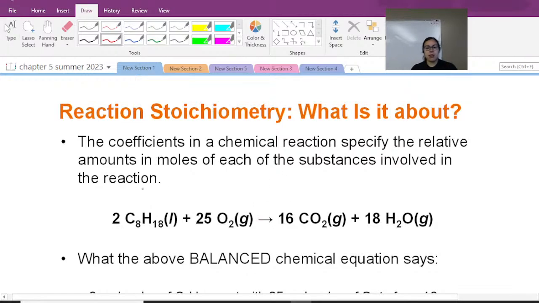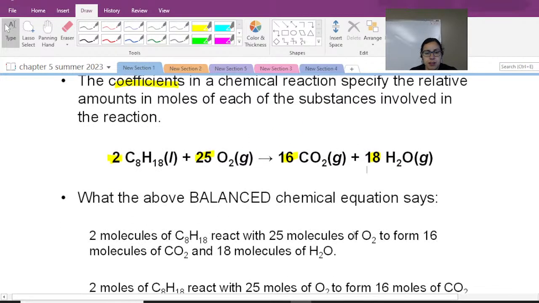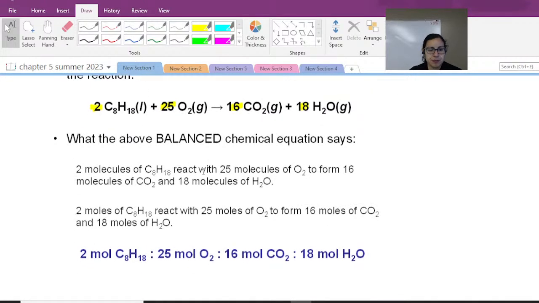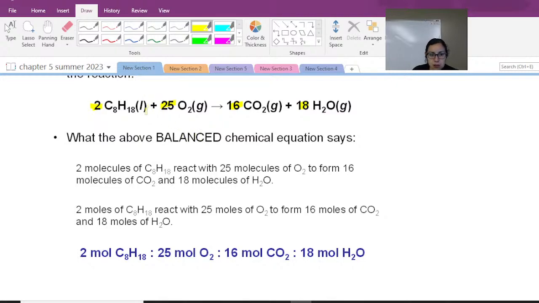And so we have our reaction stoichiometry. And so again, the coefficients, so the 2, the 25, 16, 18, all these specify the relative amounts in moles of each of these substances. And so like we said earlier, it just scales. So we could say we're looking at 2 molecules of octane react with 25 molecules of oxygen to give us 16 molecules of carbon dioxide and 18 molecules of water. Or we'll probably be talking about our larger scale, so molar scale, so 2 moles of octane reacts with 25 moles of O2 to form 16 moles of CO2 and 18 moles of H2O.